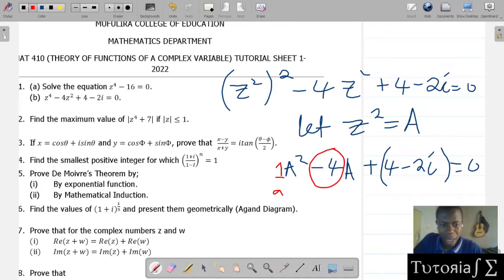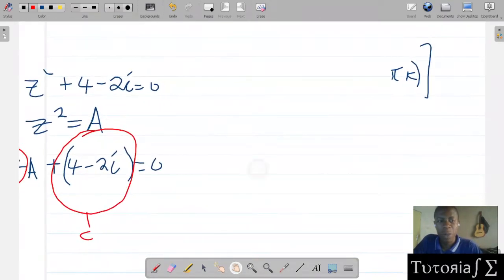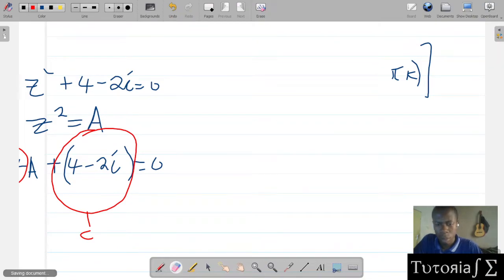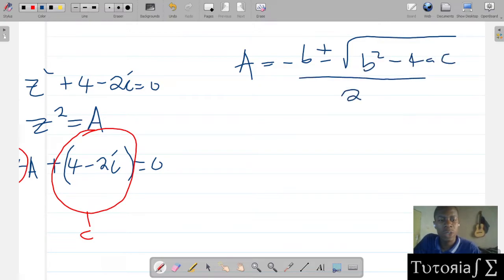Our B is 4. And this is our C. So now we are just going to replace that in our quadratic formula. Remember your quadratic formula. In this case, we are finding capital letter A. So we're going to say capital letter A is equal to negative B plus or minus root of B squared minus 4AC all over 2A.